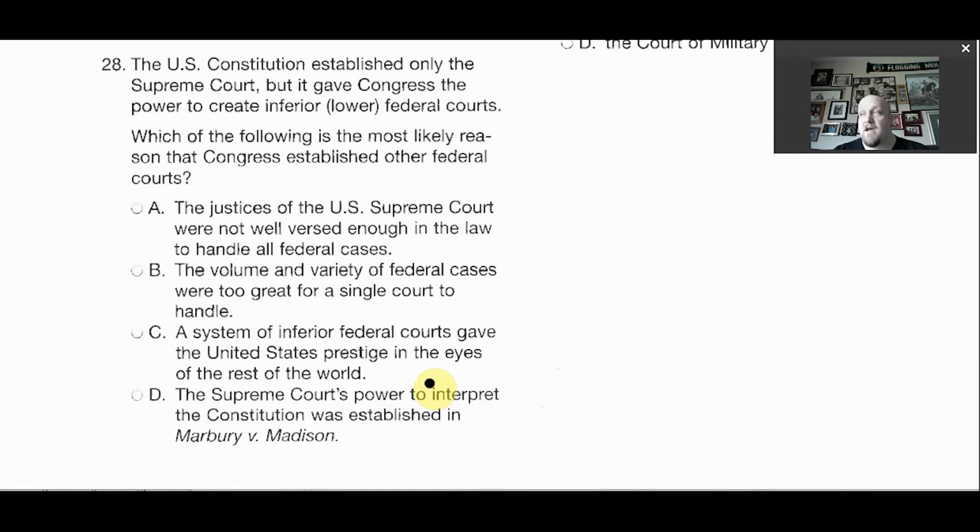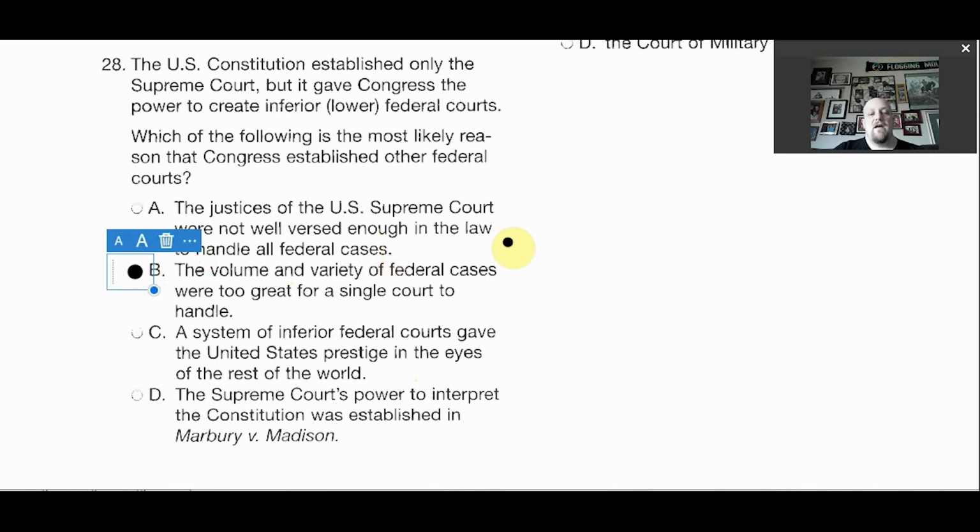Well, to be in the Supreme Court, you have to know your stuff. You have to be very well versed in all things legal, all things constitutional. So that's probably not going to be it. You're not going to have people that don't know what they're doing in the highest court you can possibly get. The volume and variety of federal cases were too great for a single court to handle. So this one's going to be your answer.